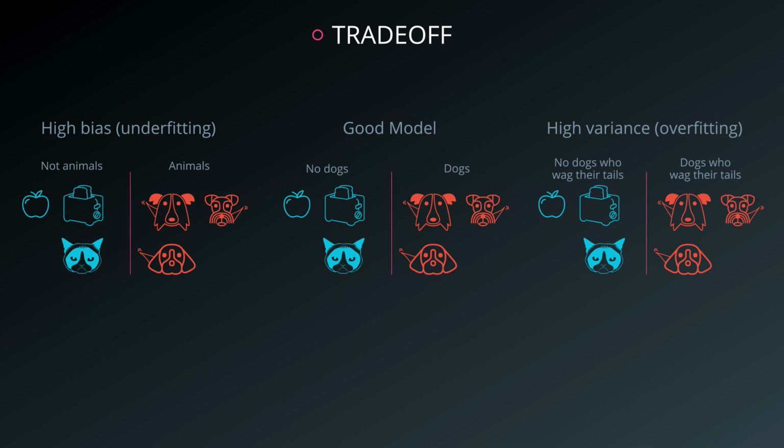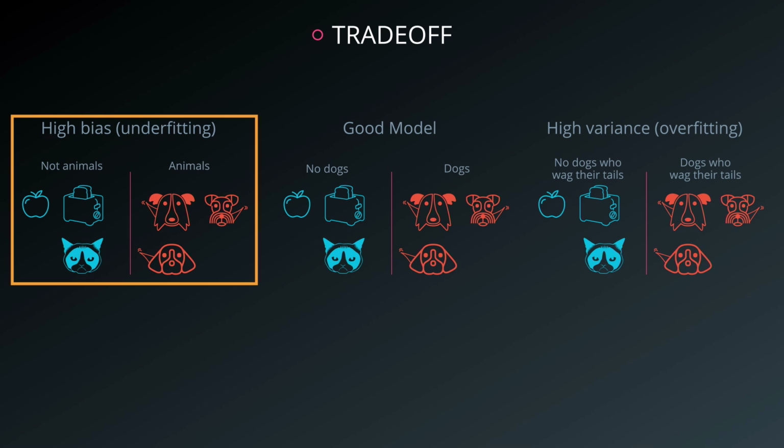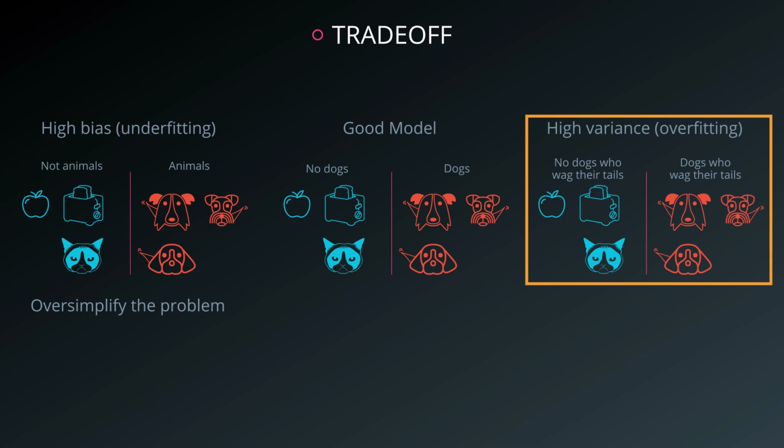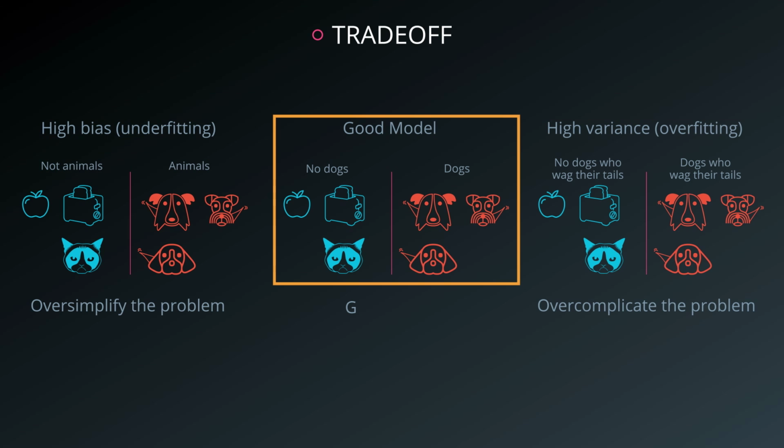So here's a small summary. On one side, we get the errors due to high bias, or underfitting. This is where we oversimplify the problem and our model is too simple to capture the complexity of our data. On the other side, we got the errors due to high variance, or overfitting. This is when we overcomplicate the problem and our model is too complex and ends up memorizing our data instead of learning it. Then in the middle, we got the good model.